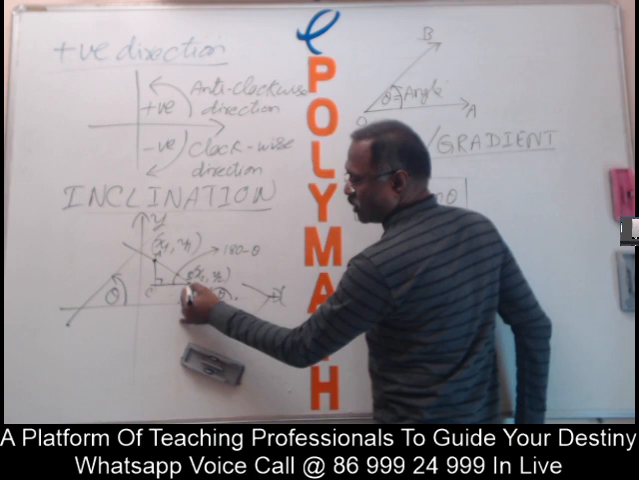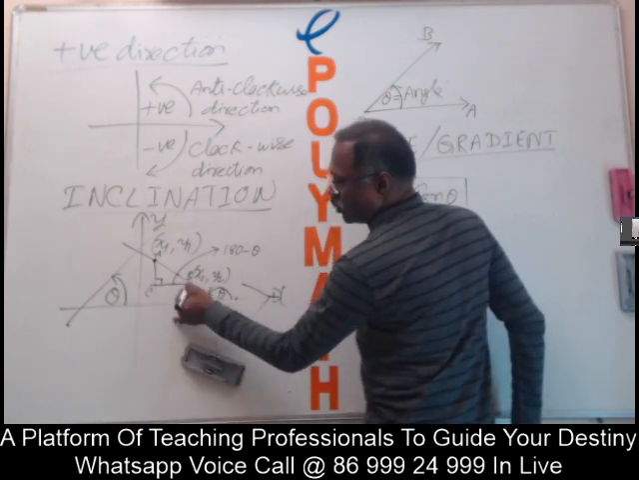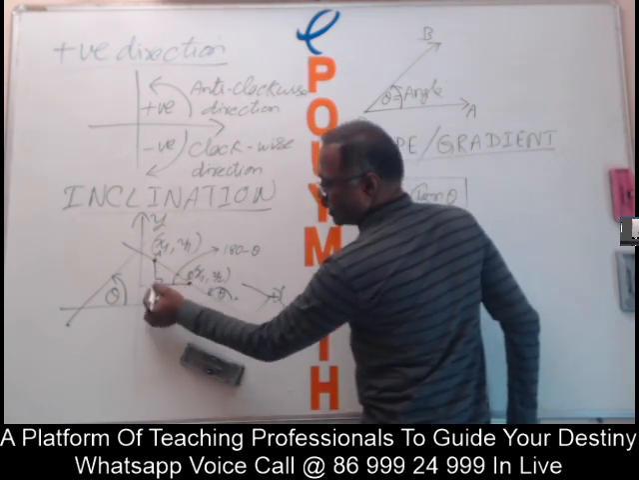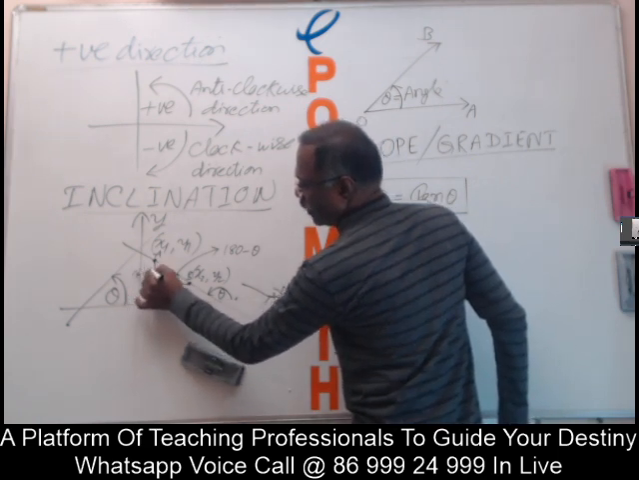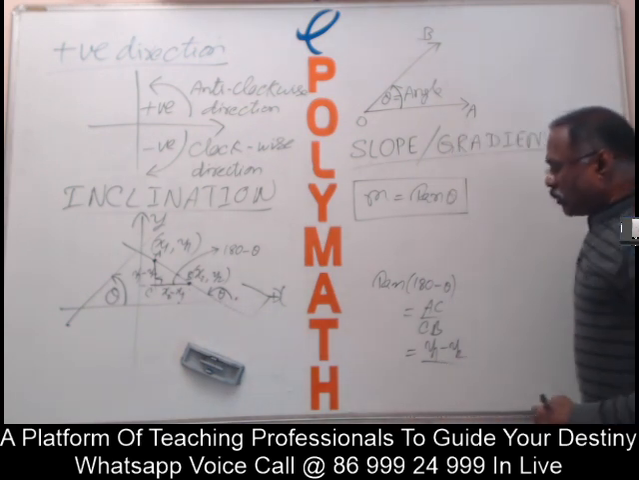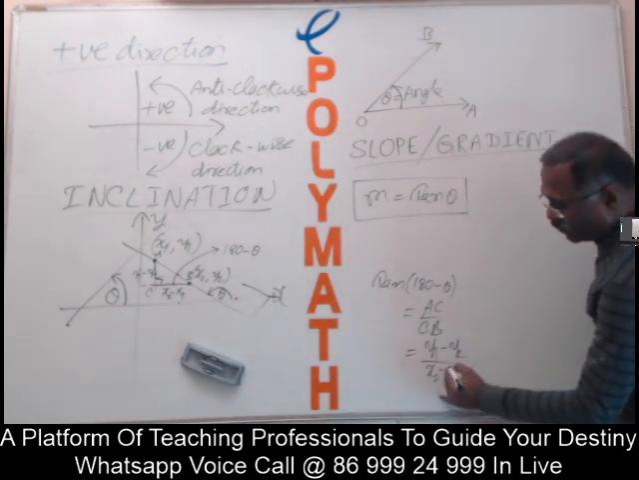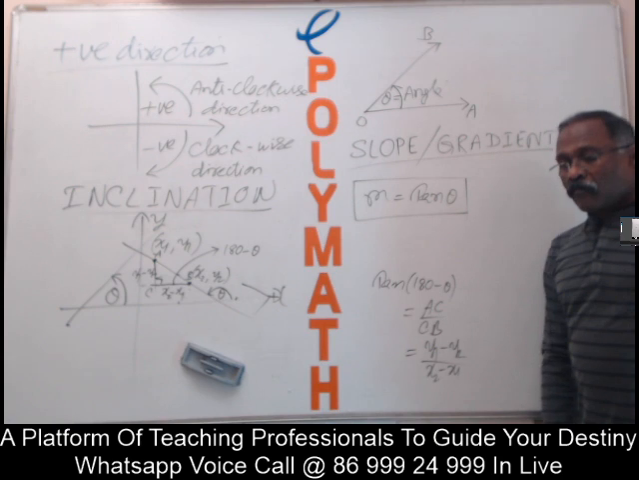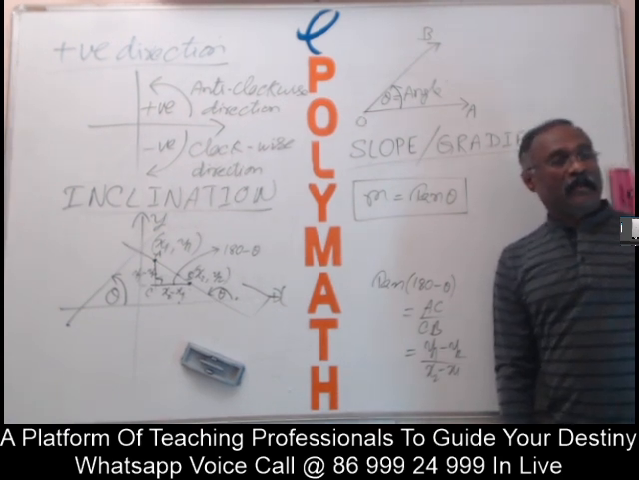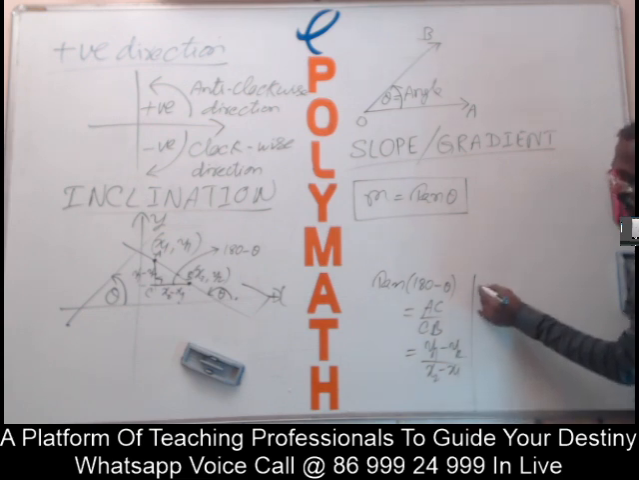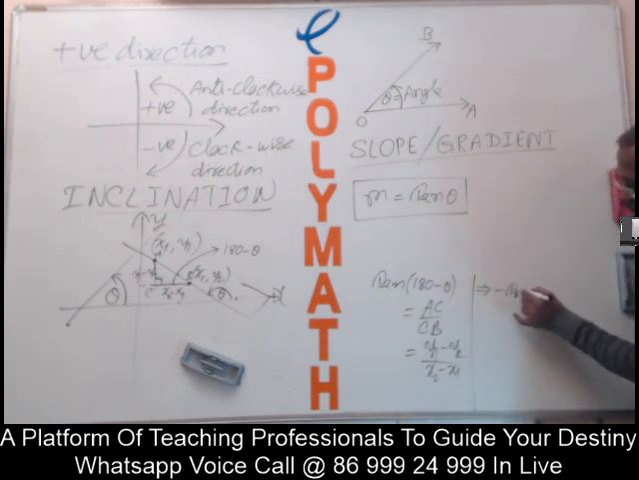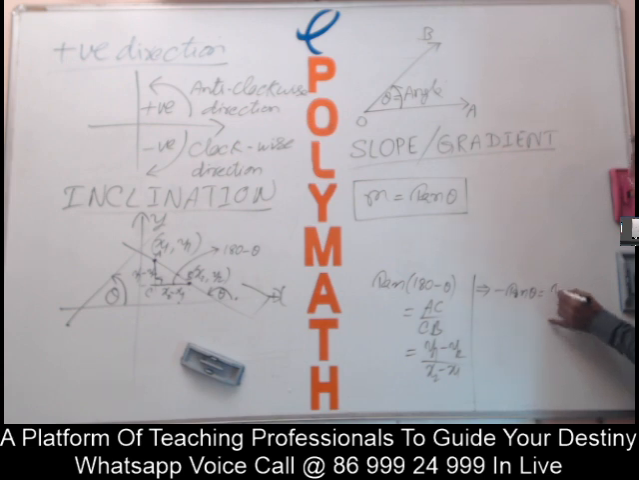And the total length is x2 and this part is x1, so this is nothing but x2 minus x1. So AC divided by CB is y1 minus y2 divided by x2 minus x1. Now, what is tan 180 minus theta? Minus tan theta. Trigonometry, please. Minus tan theta is equal to y1 minus y2 by x2 minus x1.